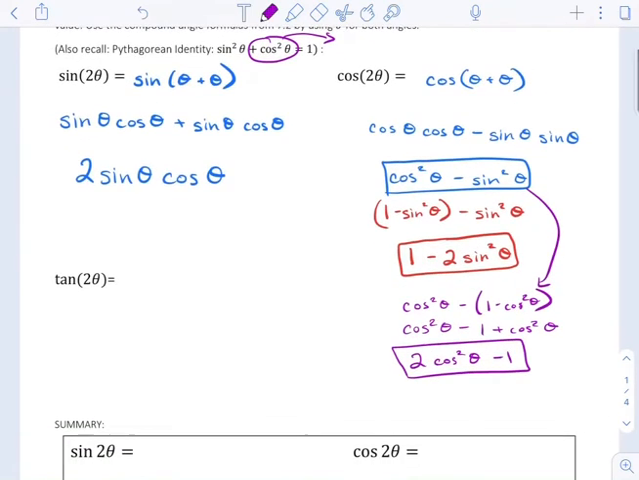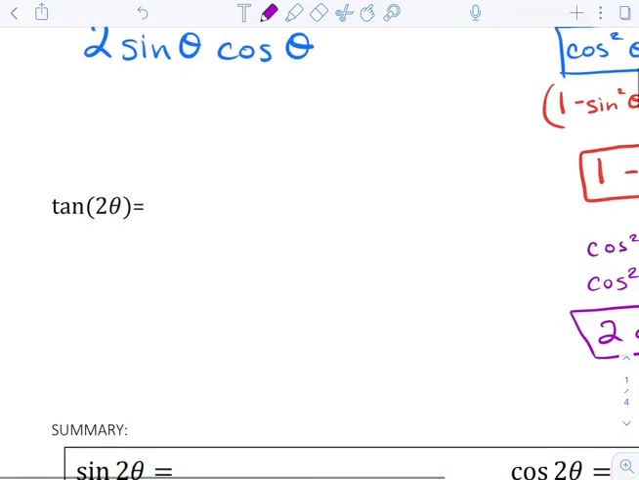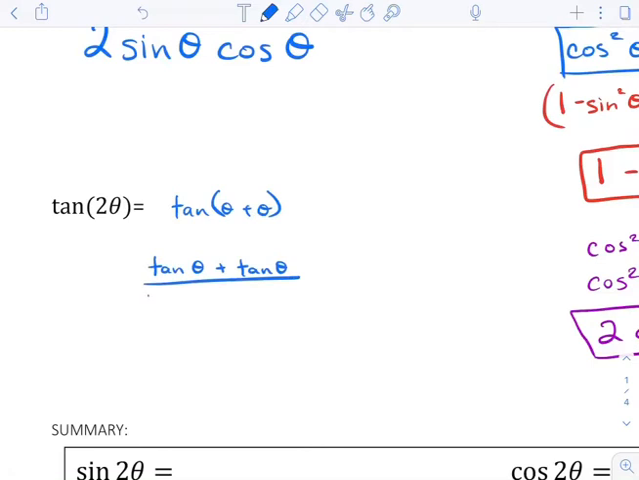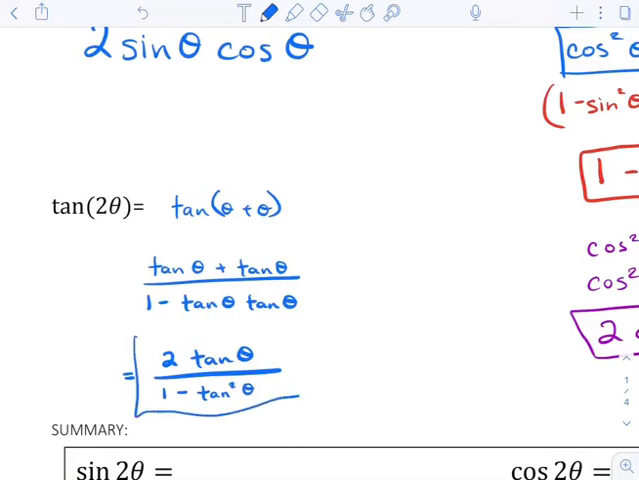Now, how about tan? I know its formula for tan of theta plus theta had on top tan of the first plus tan of the second angle, all over 1 minus tan of the first times tan of the second. If I simplify that, on top I'm going to have 2 tan theta, all over 1 minus tan squared theta, because they're multiplying. And that would be the double angle formula for tan.